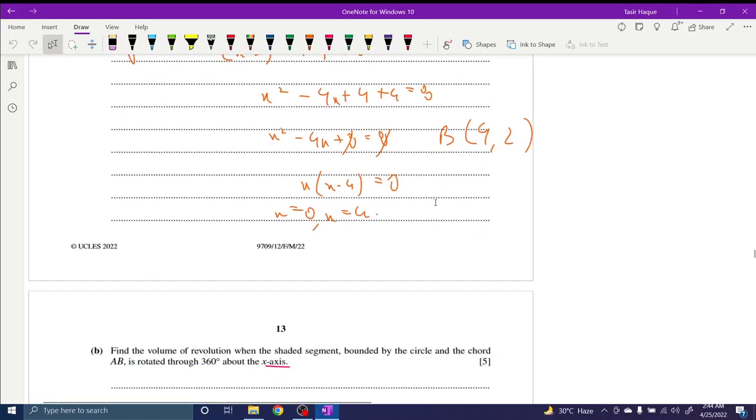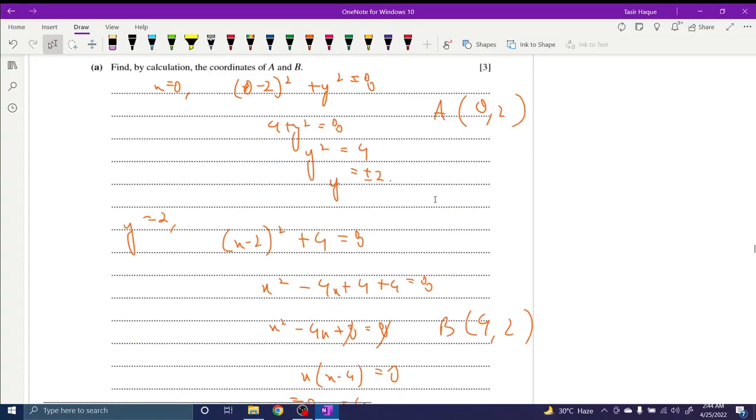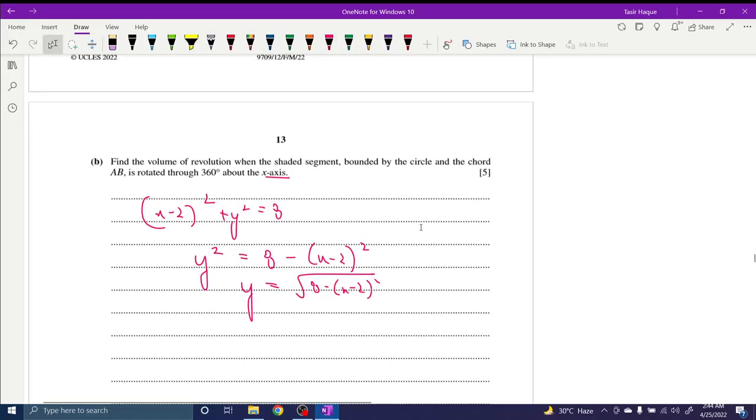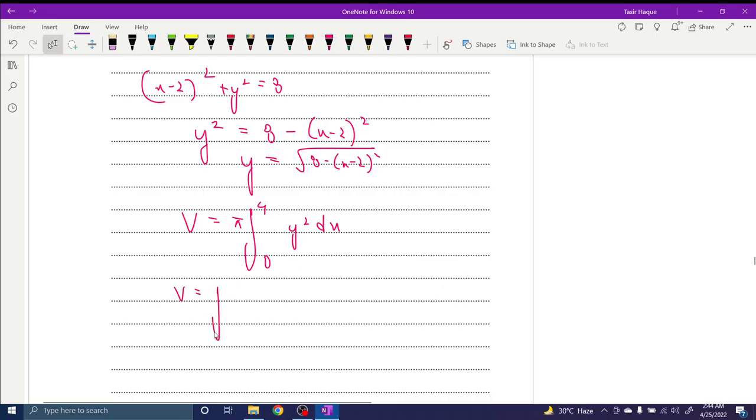So x minus 2 whole square plus y square is equal to 8. Let's make y the subject. Y square is equal to 8 minus x minus 2 whole square. Y is equal to root over 8 minus x minus 2 whole square. This is it for now. So the formula for volume is pi integral limits 4 to 0 y squared dx. So we have y, right? If you want to find out volume, you need to square this. What does it become? It actually becomes 8 minus x minus 2 whole squared dx, right?